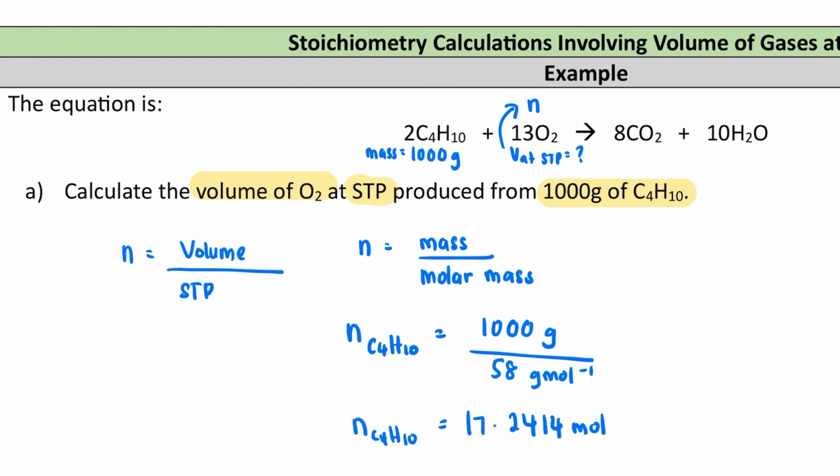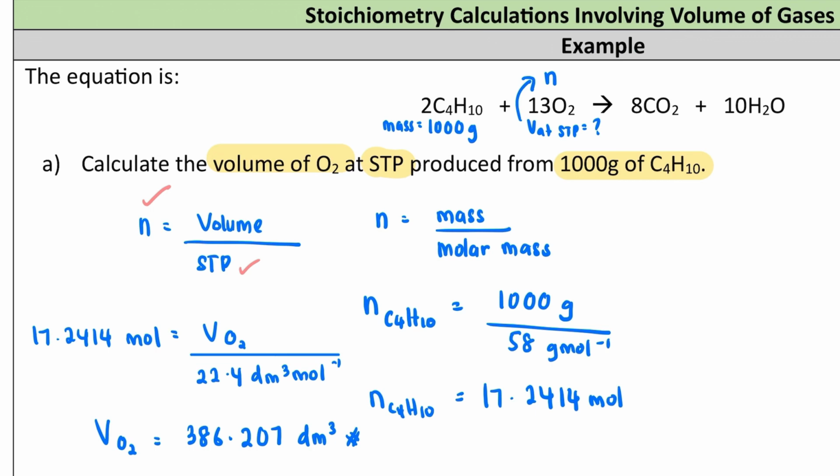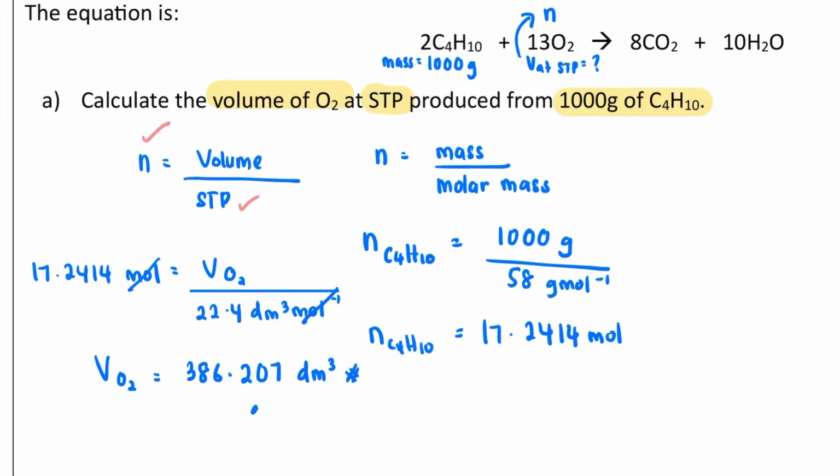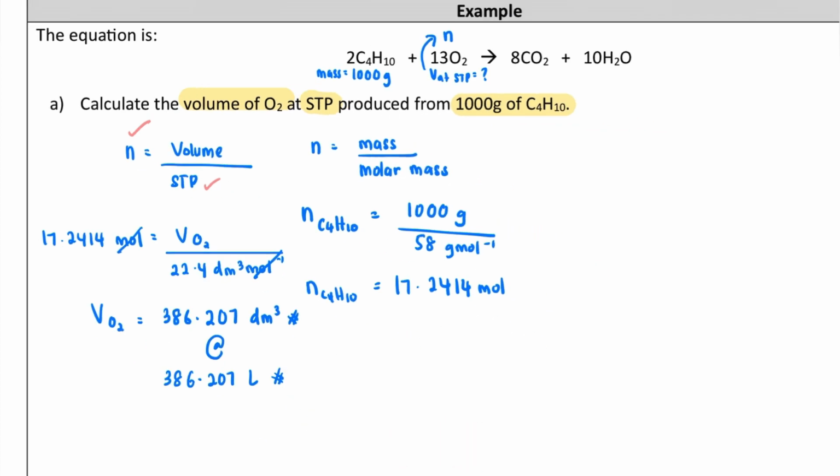Okay, now we already have the number of mole. Number of mole is there, STP is there, so that means we can calculate the volume. As you can see over here, I already substituted the number of mole and the STP. Then we need to find the volume of oxygen. So the volume of oxygen obtained here is 386.207 dm³. The unit is dm³ because the per mole and mole cancel out, so only dm³ is left. Or if you don't want to write in dm³, you can also write in liter. And for the final answer, since this is the final answer, you have to leave it in 3 decimal places. So that's all for this example.